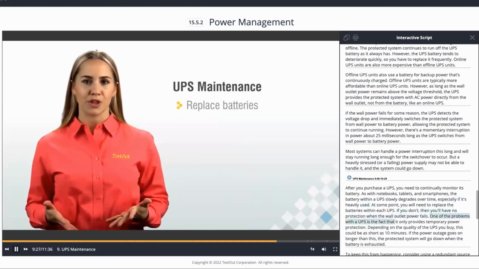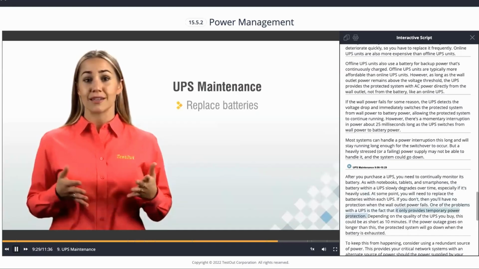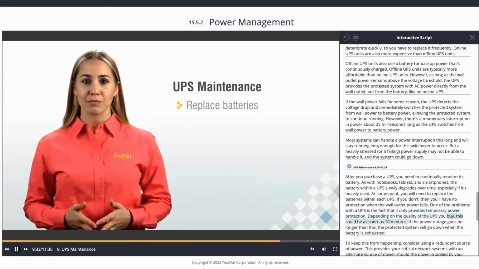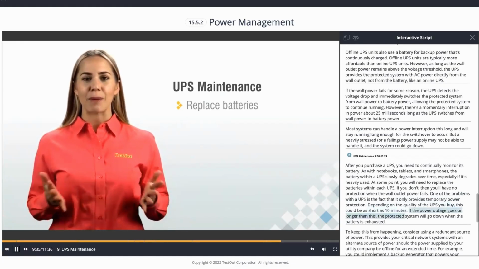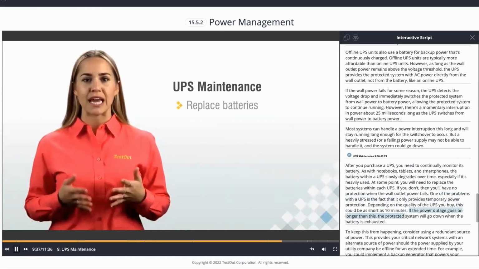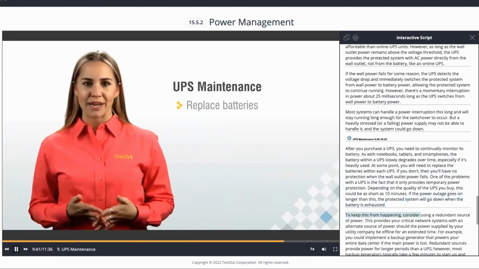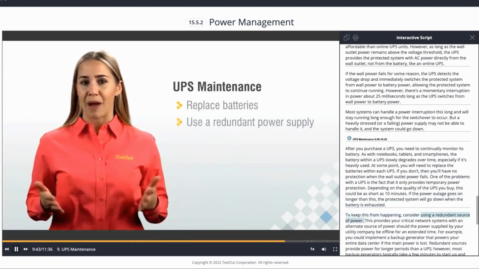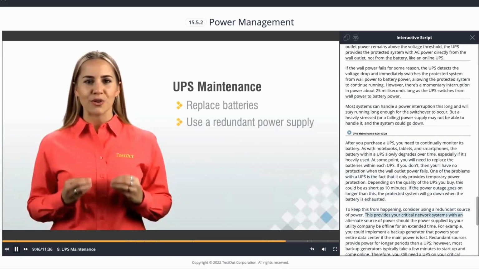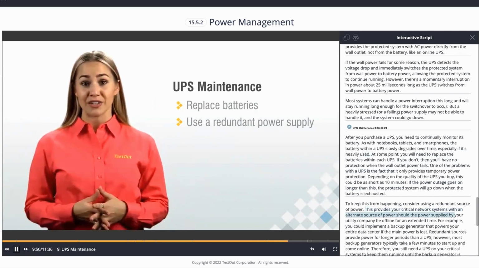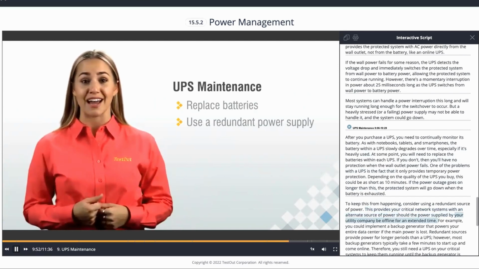One of the problems with the UPS is the fact that it only provides temporary power protection. Depending on the quality of the UPS you buy, this could be as short as 10 minutes. If the power outage goes on longer than this, the protected system will go down when the battery is exhausted. To keep this from happening, consider using a redundant source of power. This provides your critical network systems with an alternate source of power should the power supplied by your utility company be offline for an extended time.